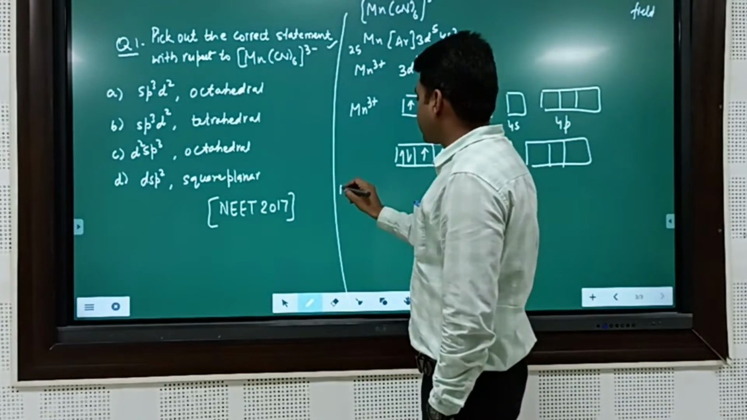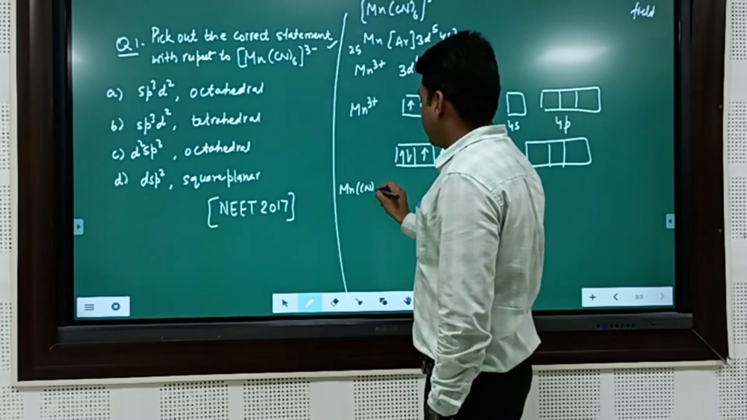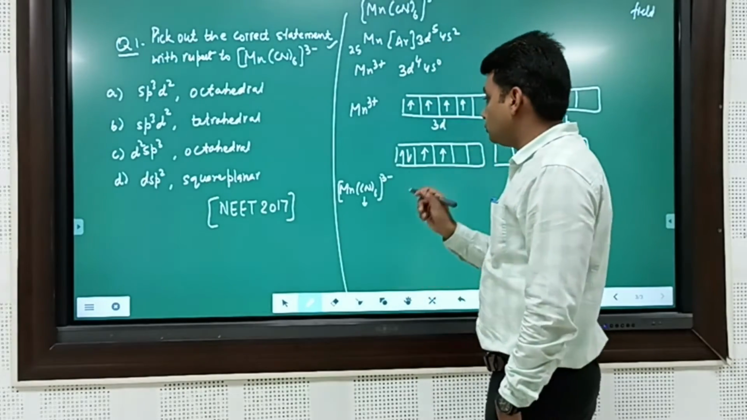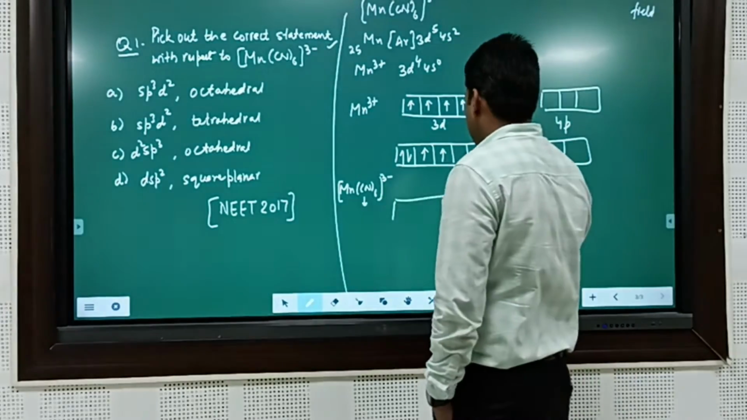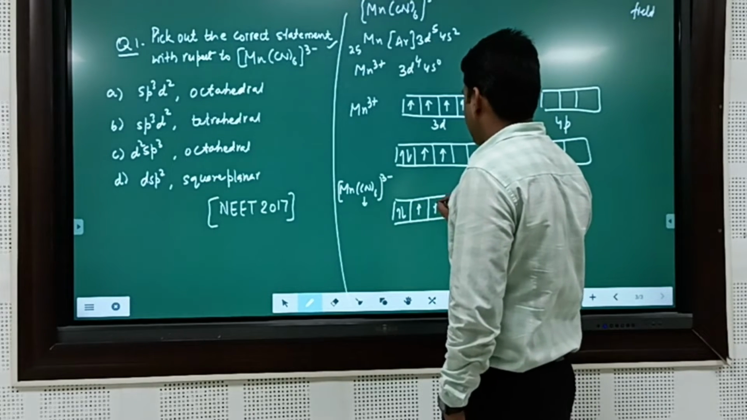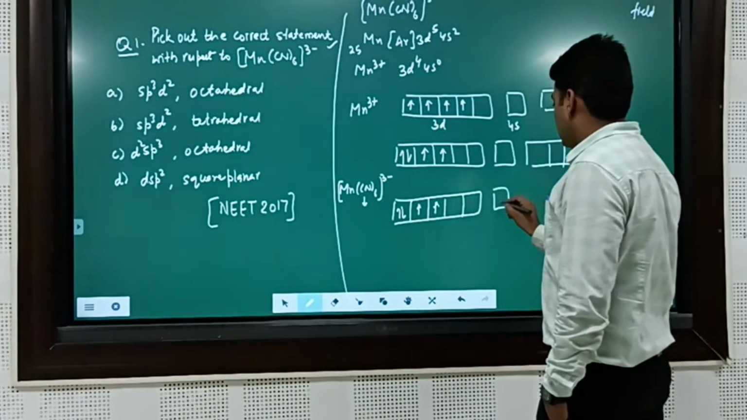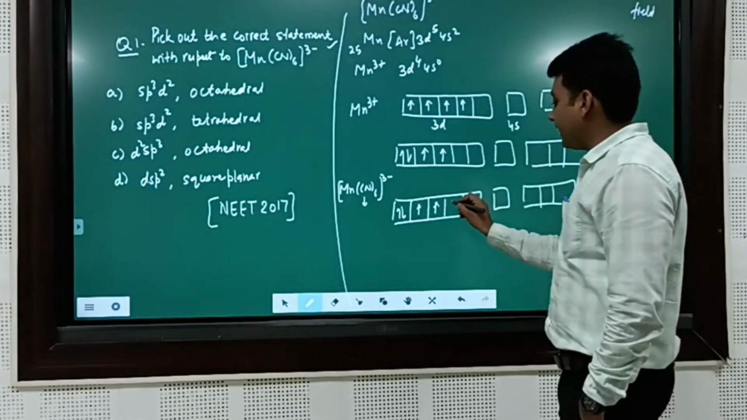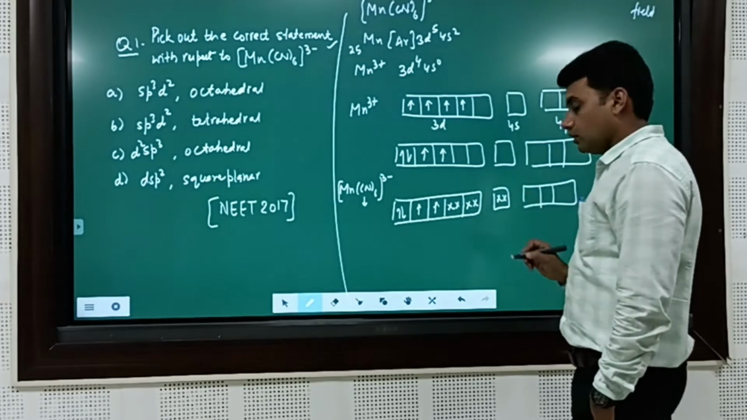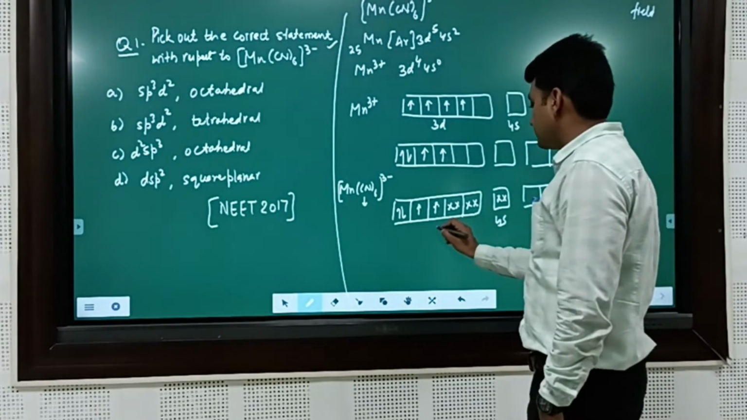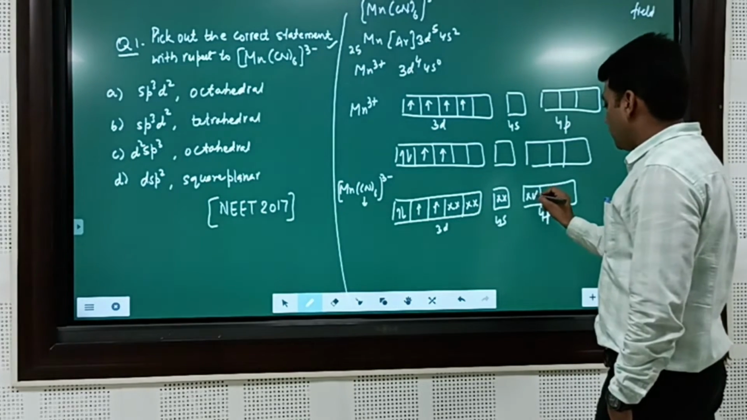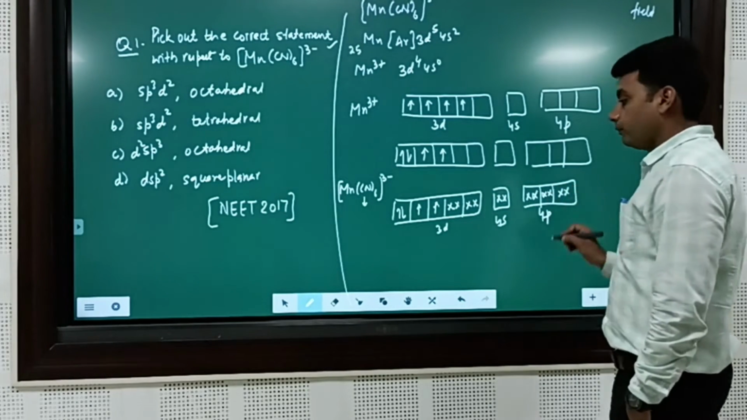So in the case of the complex manganese cyanide 6 3 negative, cyanide gives a pair of electrons to the empty orbitals. These are the electrons for the manganese, and cyanide gives the electron pair in the first d, second d, 4s, and 4p: 1, 2, 3, 4, then 5, and finally 6.